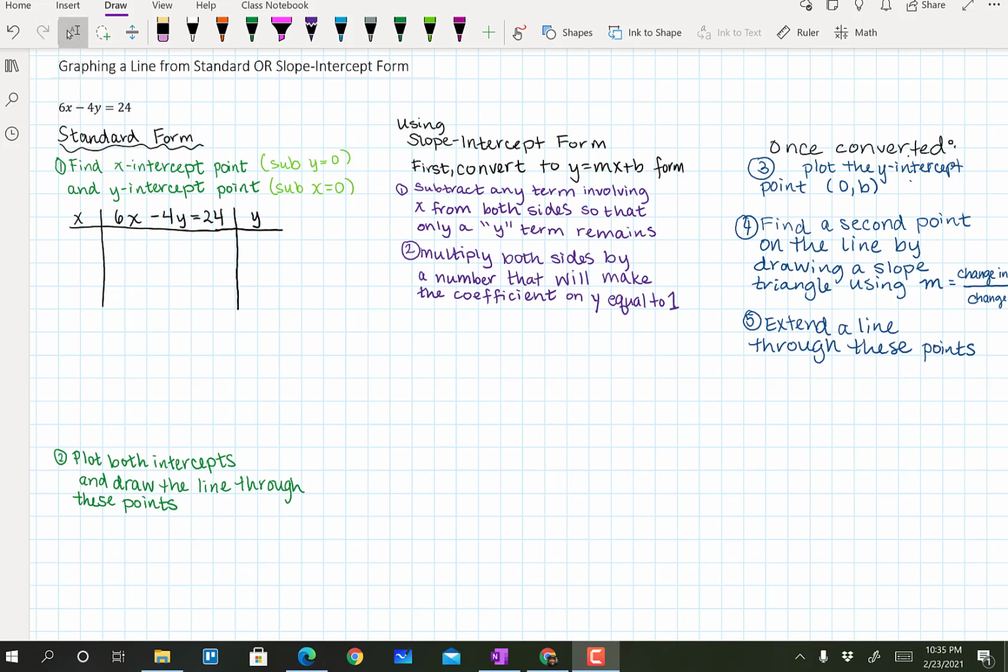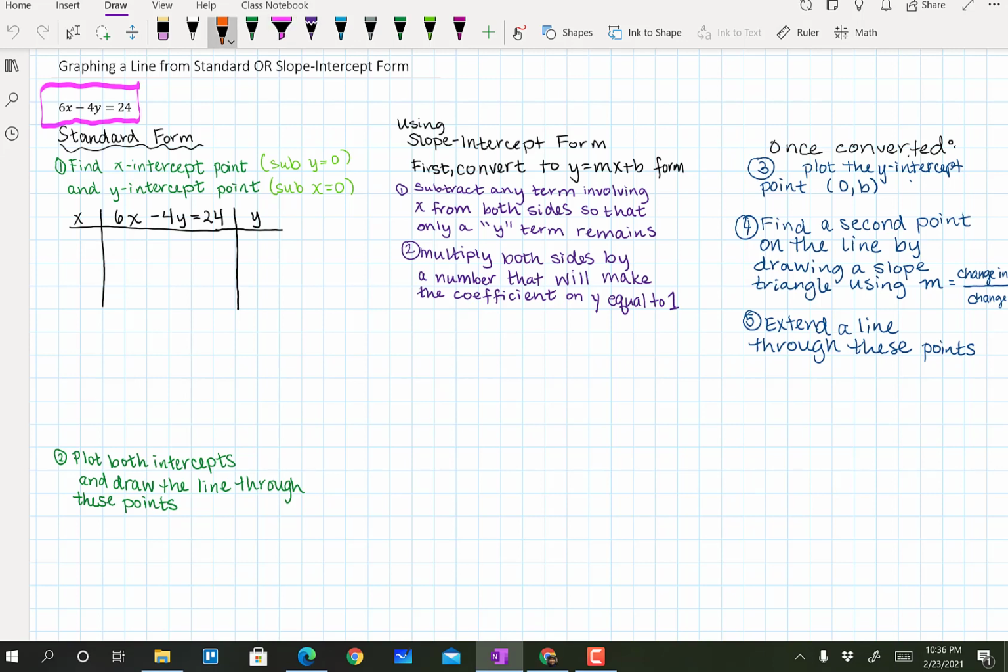In this video, let's review how to graph a line from either the standard or slope-intercept forms of the line. The equation we're going to consider in this example is 6x minus 4y equals 24. Notice that as written, this equation is in standard form.